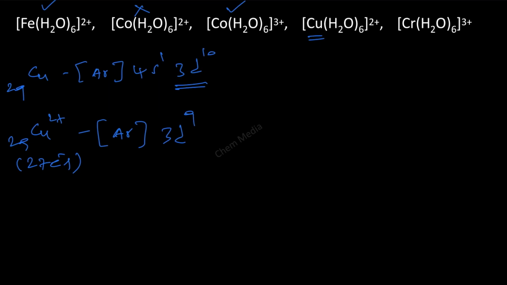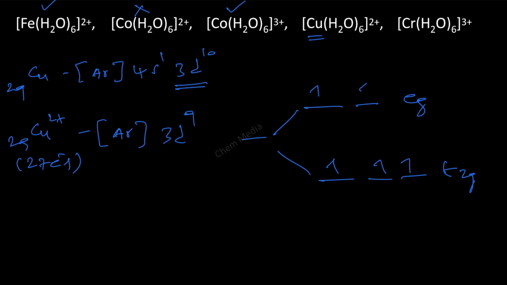In presence of ligands, this would split into t2g and Eg. We have 9 electrons in total. Therefore, 1, 2, 3, 4, 5, 6, 7, 8, 9. t2g 6, Eg 3. We have even number of electrons in t2g. Therefore, we have to consider this.